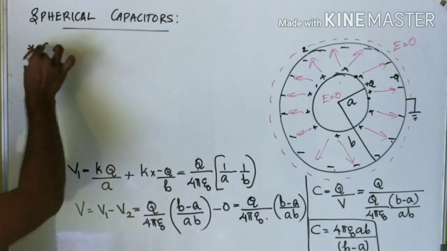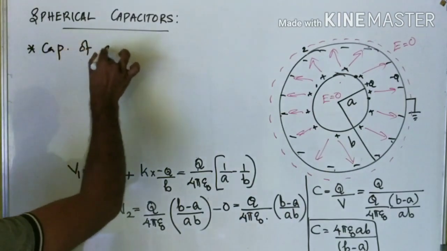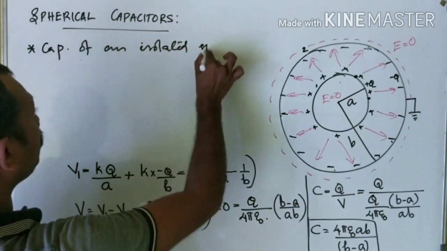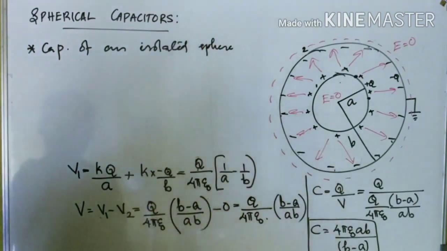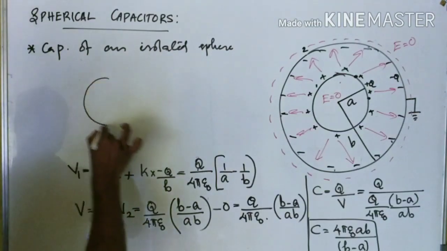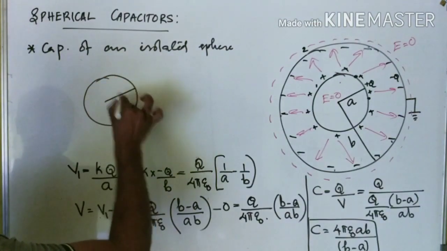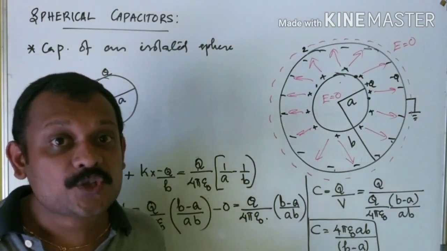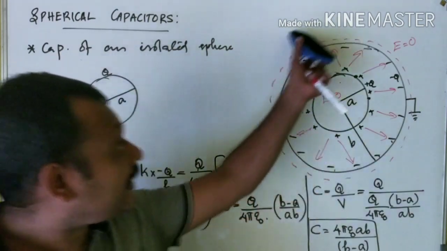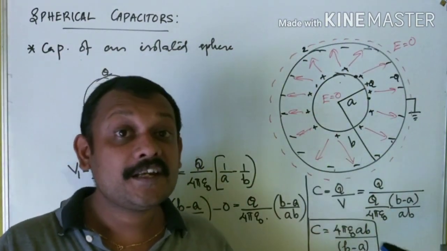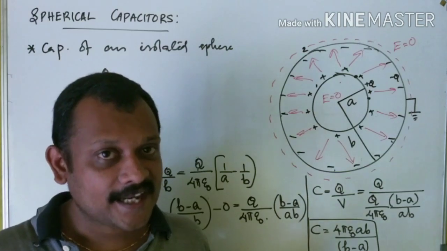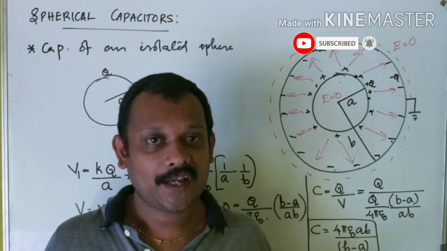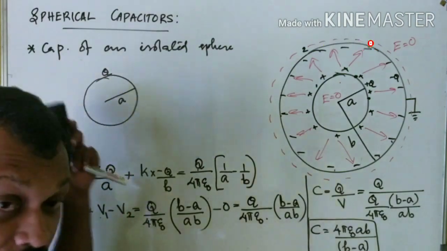Capacitance of an isolated sphere. Now the same idea I can use. Capacitance of an isolated sphere means I need to get the capacitance of the sphere of radius A carrying a charge Q. I will treat this also as a spherical capacitor with a second sphere located at infinity. Where is the second sphere located? The second sphere is located at infinity, because I have only one sphere to show you here.